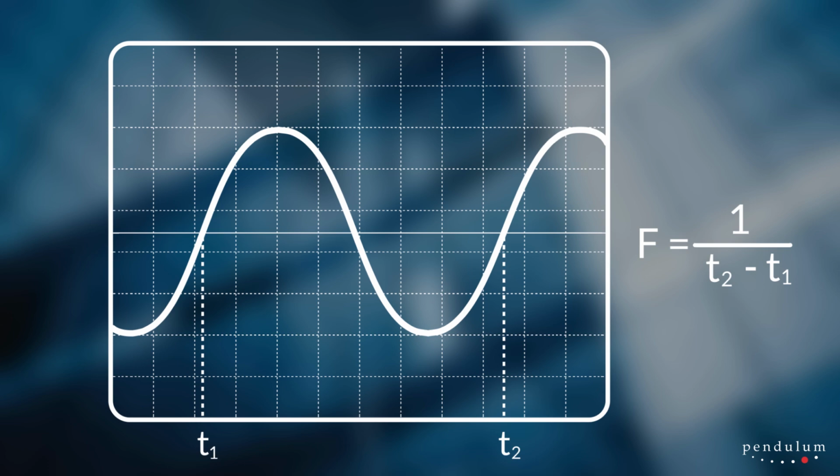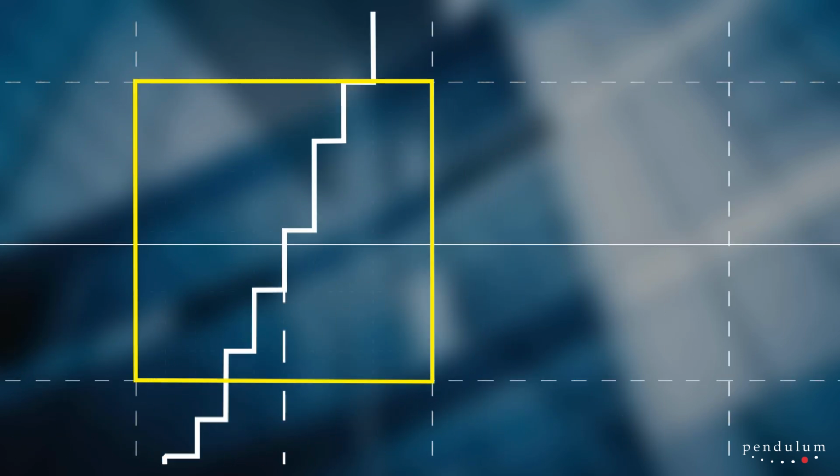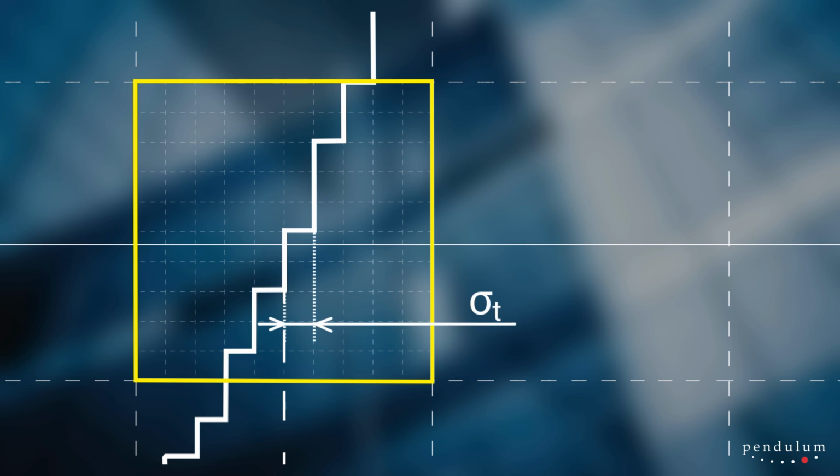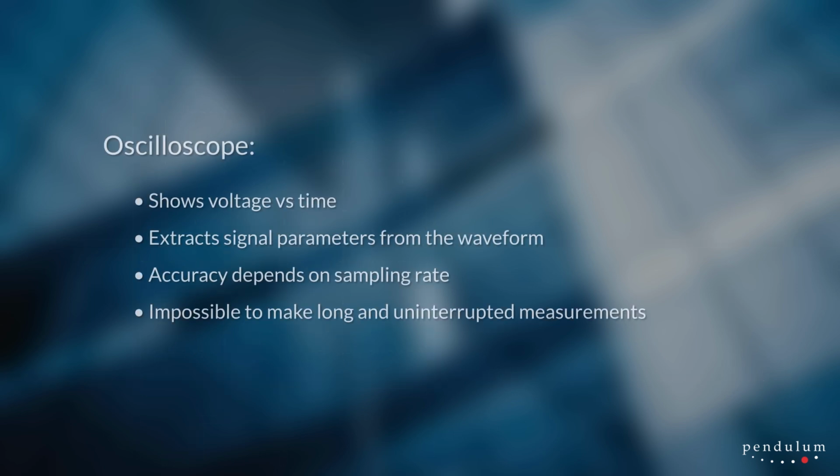However, the sampling rate in oscilloscopes is a limiting factor for accuracy of such measurements. The lower the sampling rate, the less accurate is the measurement. Additionally, it is often not possible to make long and uninterrupted measurements to observe variation of parameters over time, because of the limited memory to store the samples forming the waveform.